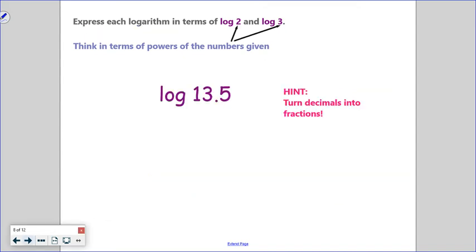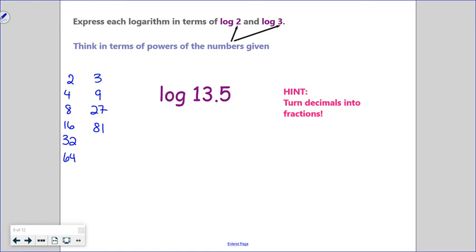There is one that's going to catch us, and that is this. Same exact two numbers. I did not change direction. So still thinking through powers of 2 and powers of 3. And the number I give you is 13.5. It's not really jumping out at me. Okay, and I already gave you the hint on this one.